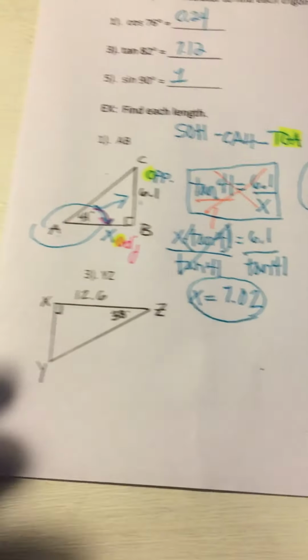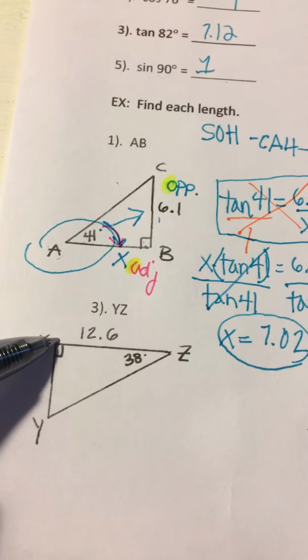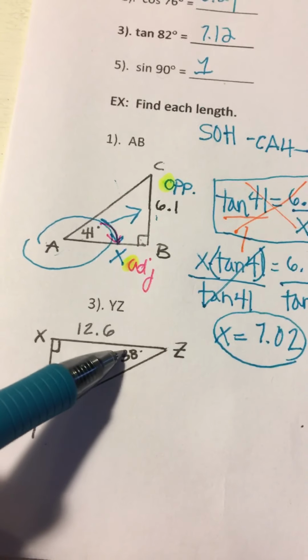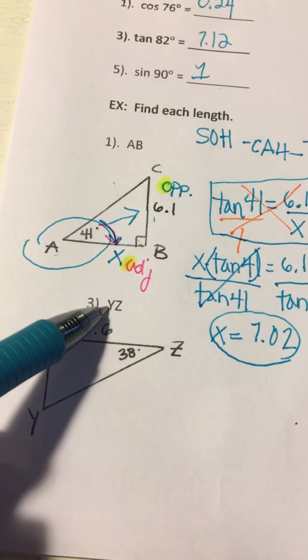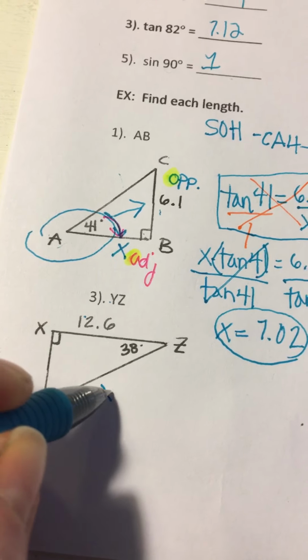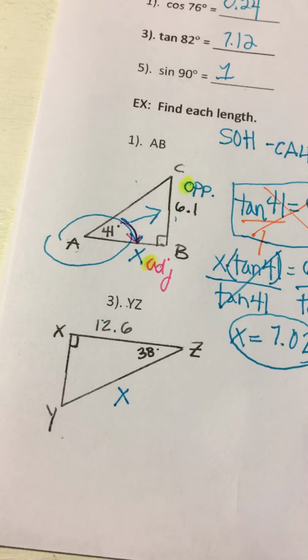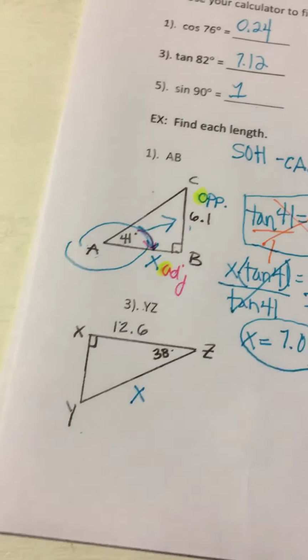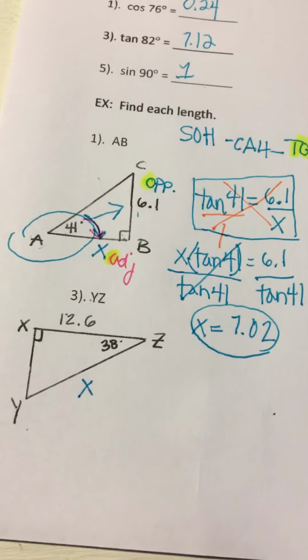Let's do this one. Okay? So you have your right triangle, you have the angle they give you, the side they give you, and you're looking for YZ, which is right here. So we'll call that X, little x. Okay, I know the triangle's named XYZ. That could be confusing. You can call it whatever you want.